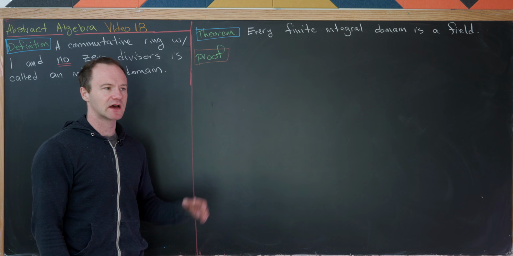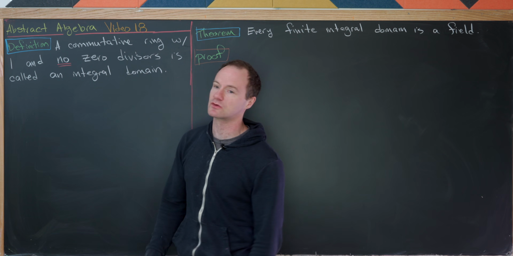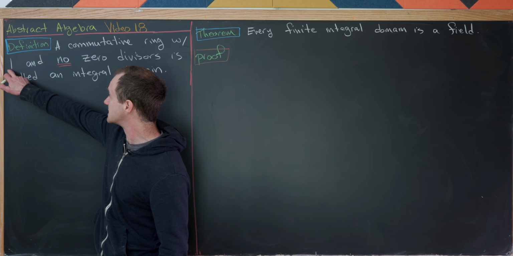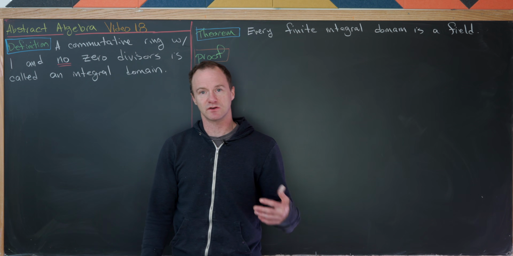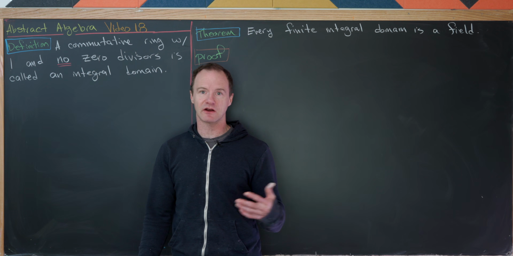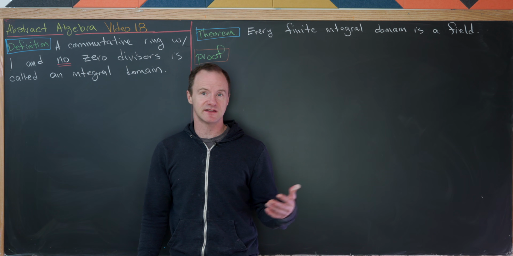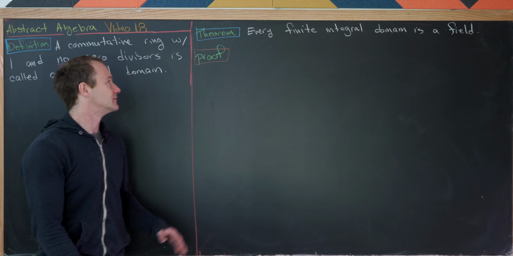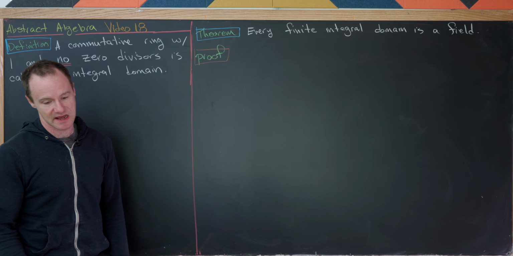But that really tells us why we have this name integral domain. Because if it's infinite, then it contains a copy of the integers. So 1, the multiplicative identity, and then 2 is in there as 1 plus 1, 3 is in there as 1 plus 1 plus 1, and so on and so forth. Okay, so anyway, let's get to proving this now.